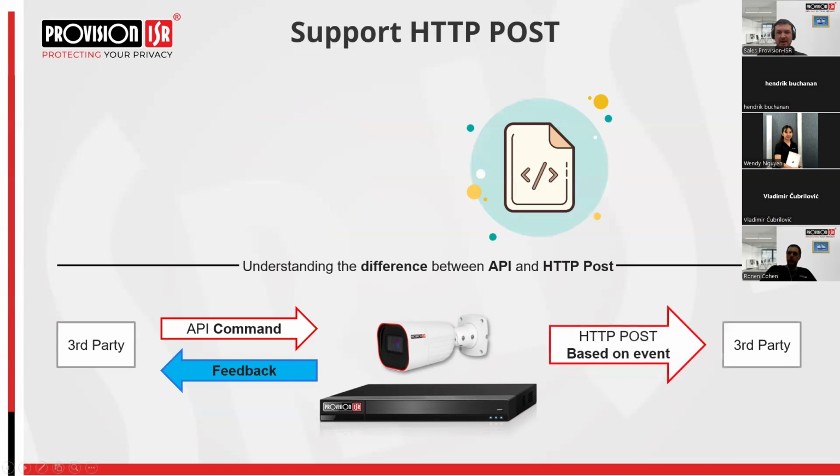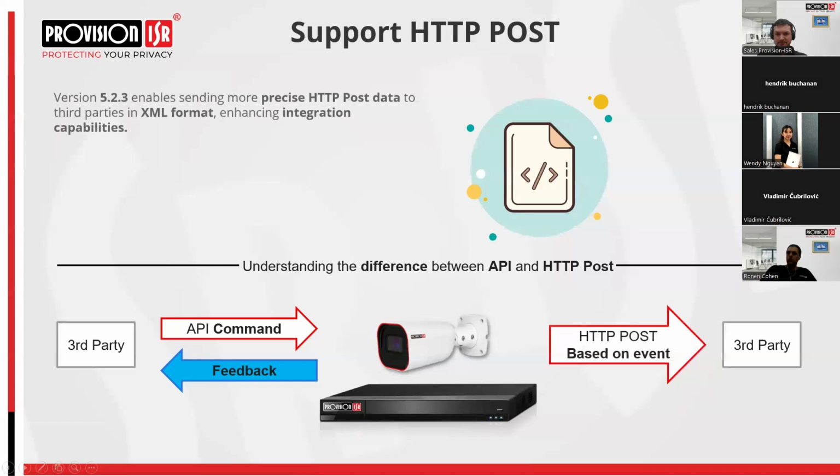In 5.2.3, we give you the ability to send more precise alarm types. Previously, any alarm type coming from our device would automatically be sent via HTTP post. It was not optional for you to choose specifically what you wanted to receive. Any alarm type, such as motion or analytical events, was always being pushed via HTTP post to the third-party device.